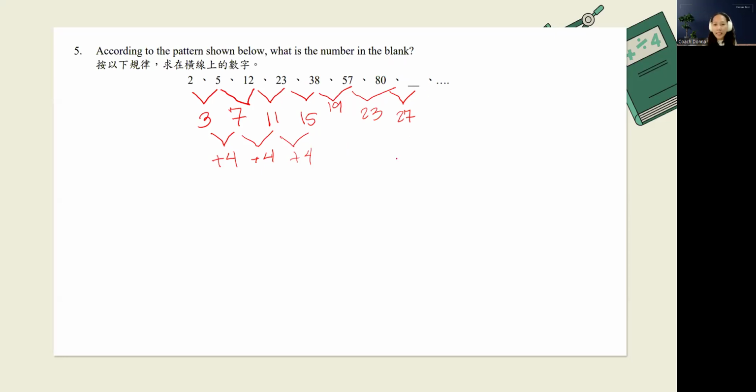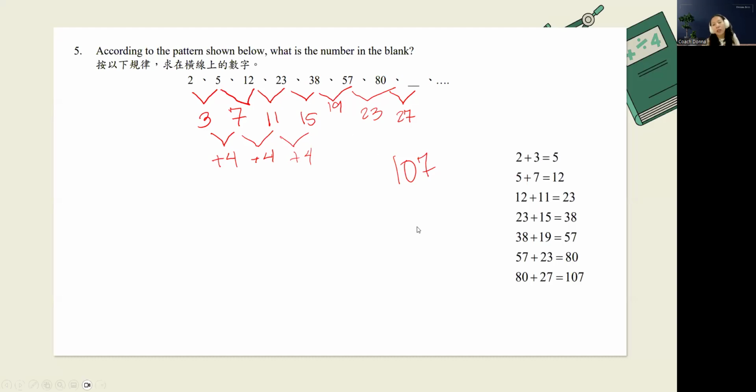That would be 107. All right. So you really have to test. If you have a pattern, if you identified a pattern, make sure to test it out, to see if it works for every part in our pattern.